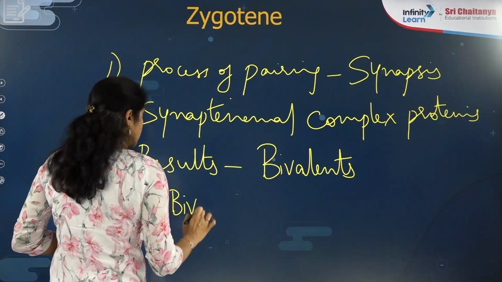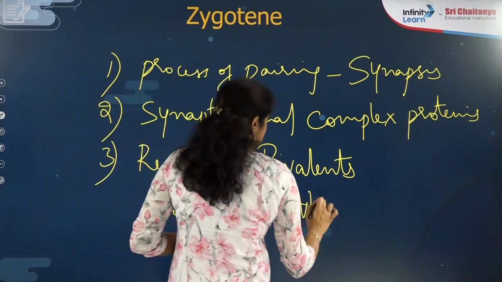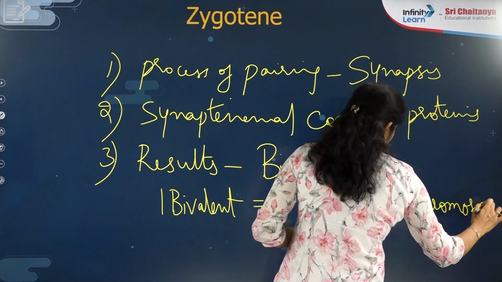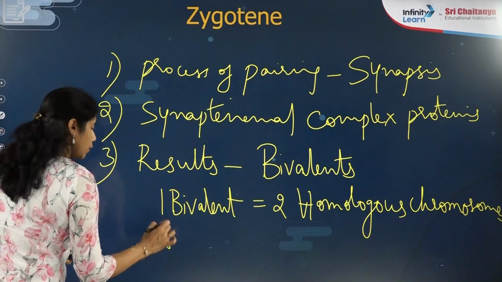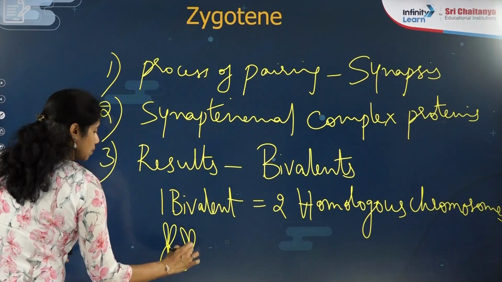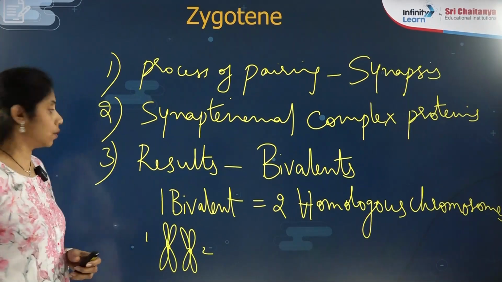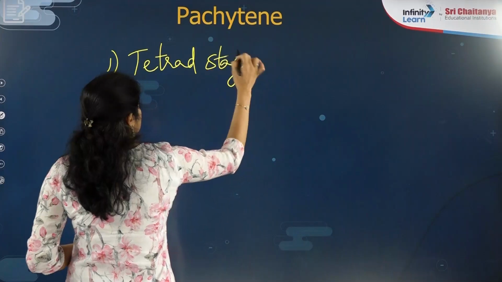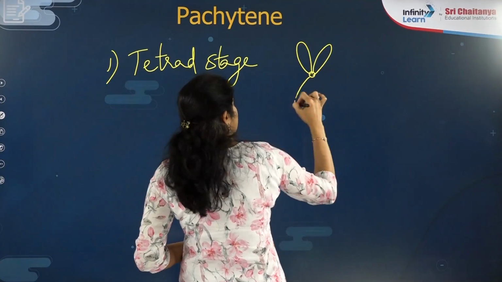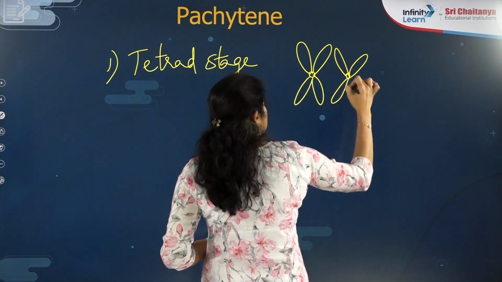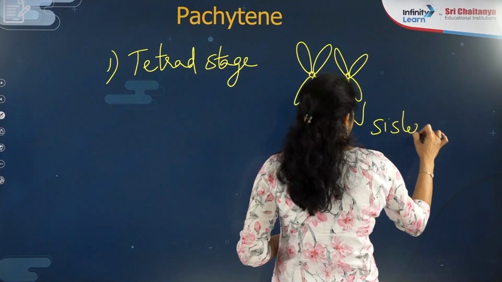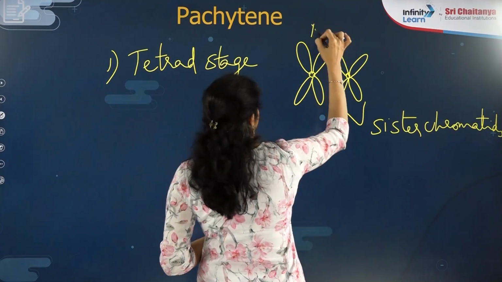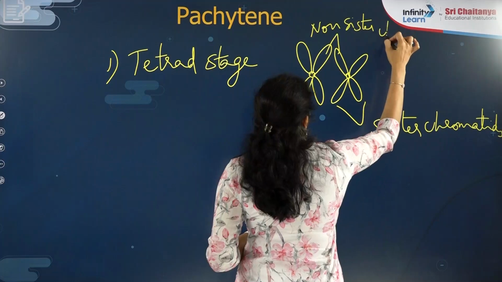Remember, one bivalent is equal to 2 homologous chromosomes. So a bivalent will be looking like this, with 2 chromosomes, 2 homologous chromosomes. Pachytene, this is the tetrad stage, where each bivalent will be showing 4 chromatids. These 2 are called sister chromatids. If chromatids belong to 1 chromosome, they are called sister chromatids. If the chromatids belong to 2 chromosomes, they are called non-sister chromatids.